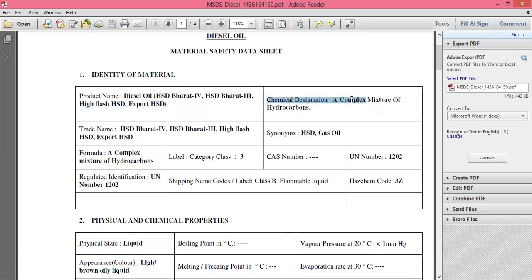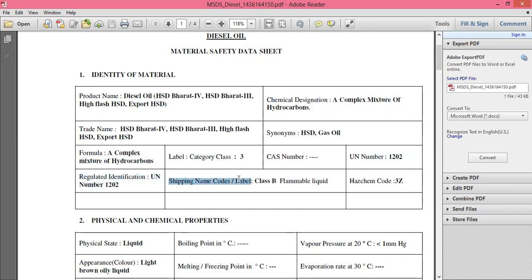Chemical designation of this cargo is a complex mixture of hydrocarbons. Trade name, by what name this cargo is being transported: again, high sulfur diesel Bharat 4, high sulfur diesel Bharat 3, high flash high sulfur diesel, and export high sulfur diesel. Synonyms of this cargo name are high sulfur diesel or gas oil. Now gas oil is also called diesel oil. Formula for this is a complex mixture of hydrocarbons, and the label is category UN class 3. UN number is 1202, and regulatory identification is UN number 1202.